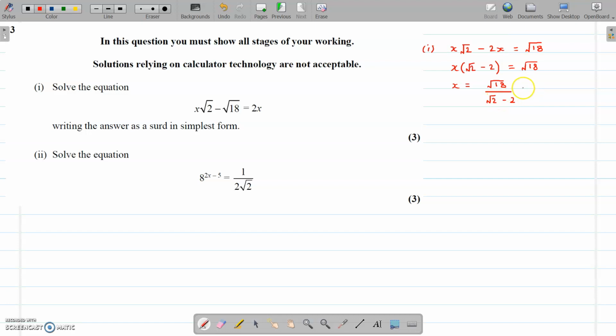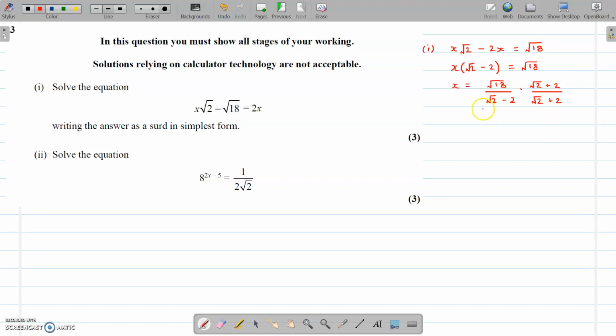Okay, and then we need to multiply that by root 2 plus 2 over root 2 plus 2. Okay, and that will rationalize the denominator, which we will need to do if we're going to do this properly and give the answer in simplest form, which is what it's asking for here. So you can write that down straight afterwards. That's a standard step. No calculators needed or should be used at all, really.